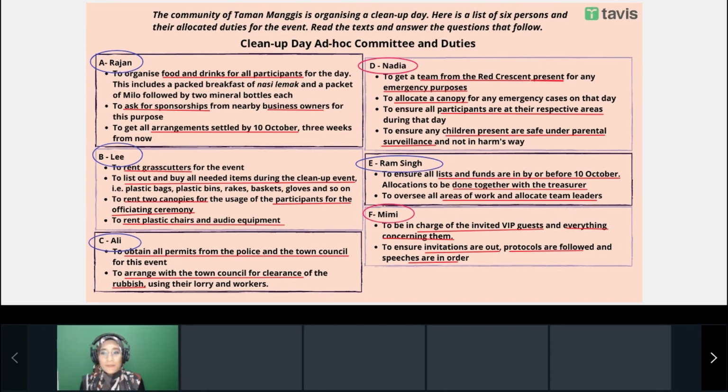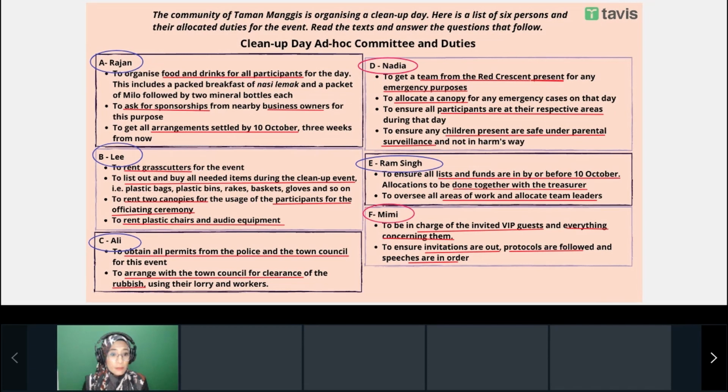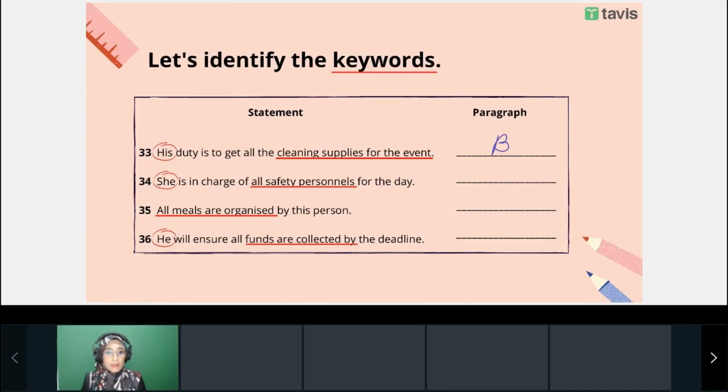Who do you think it is? Okay, safety personnel. All right. Who is in charge? Definitely Nadia. Nadia is in charge of the safety. Okay, I already told you the clue just now, right? She's in charge of the safety and security, right? I said that before. So she is in charge for the safety. So we can say that D is the paragraph.